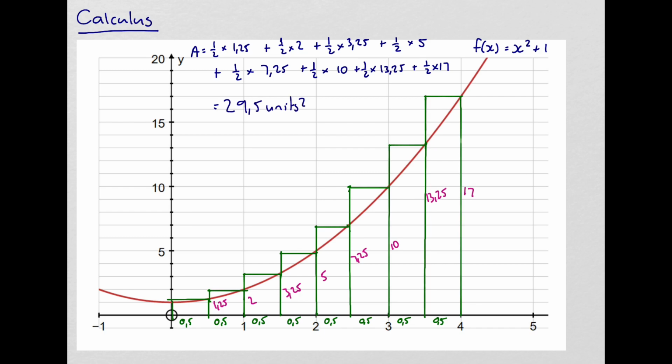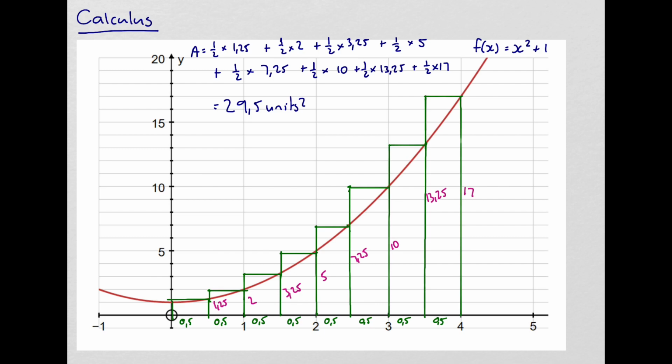Okay, so let's analyze this now. The ideal answer, the one that I told you is the actual answer, was 25,3 recurring. The first time we got 34, now we've got 29.5. Can you see that we're getting closer? That's because the more rectangles we have, the smaller the excess area is going to be. Even though there are more of them now, they're much smaller. And the more rectangles we end up having, the closer we get to the actual answer.